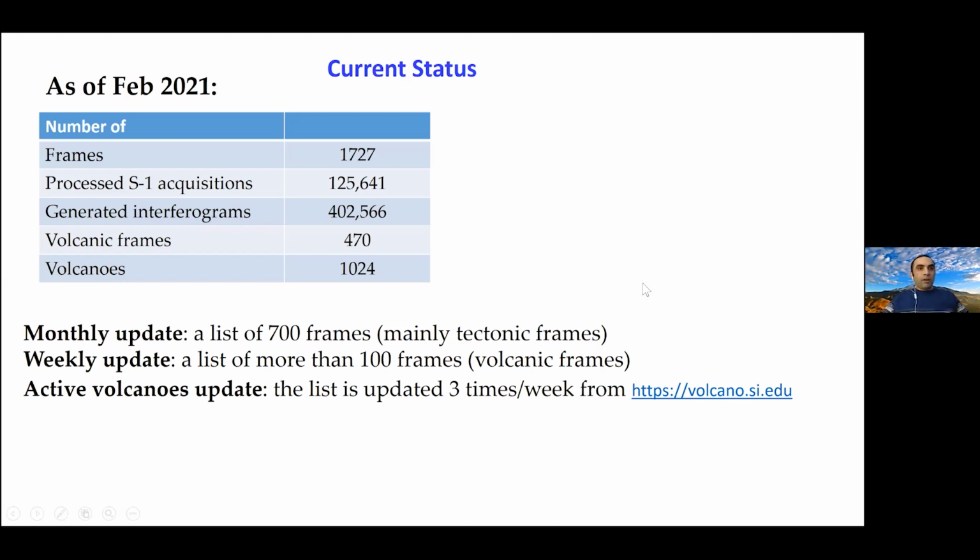And finally, we have a list of active volcanoes, which are received from the Global Volcanism Program database 3 times a week. So the number of frames in this list is variable and depends on the volcanic activities. These frames are updated as early as the availability of the Sentinel-1 acquisition. And for these frames, we don't wait for the precise orbits to come up.